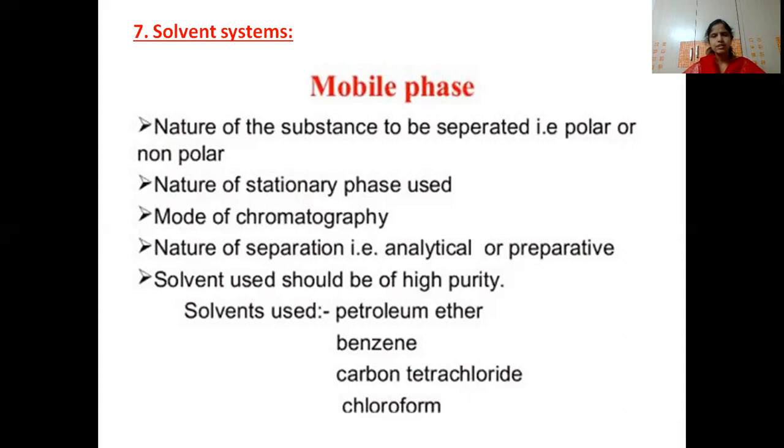Ascending chromatography is the one where the solvent is placed at the bottom of the TLC chamber, and the solvent has to move up from the bottom to the top. So that is nothing but it is moving up, so it is known as ascending chromatography or ascending development.